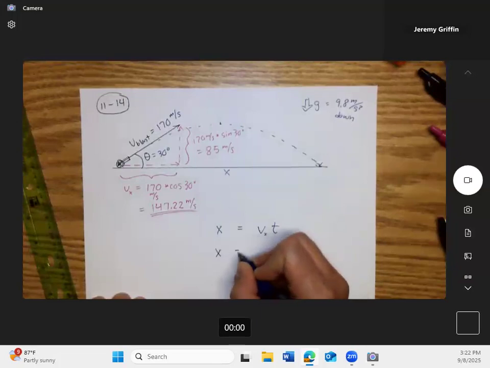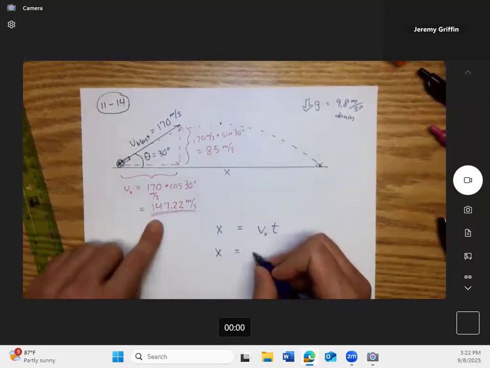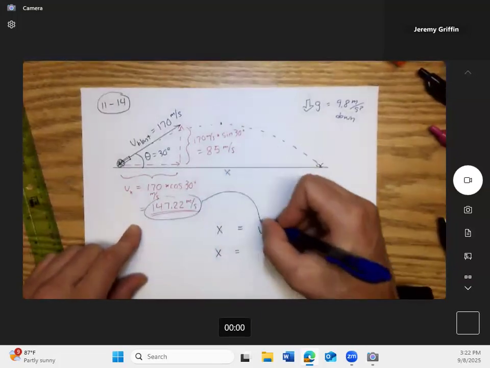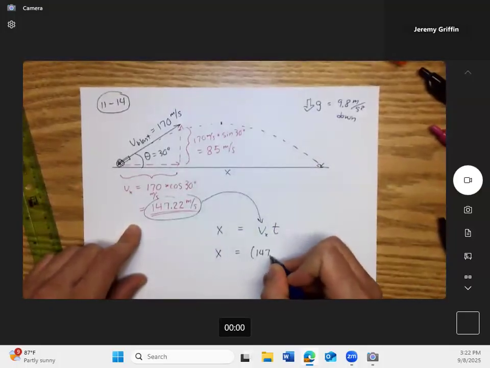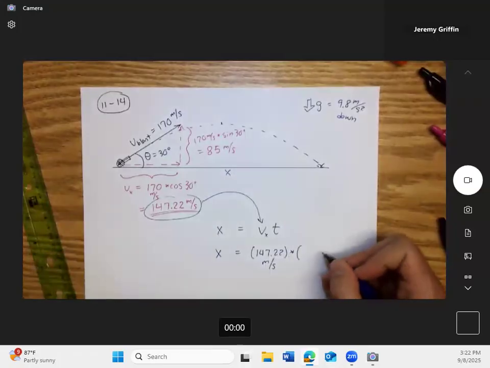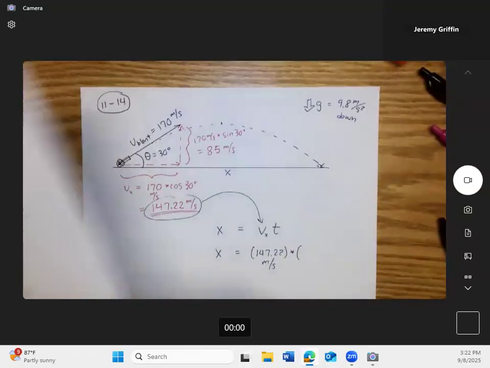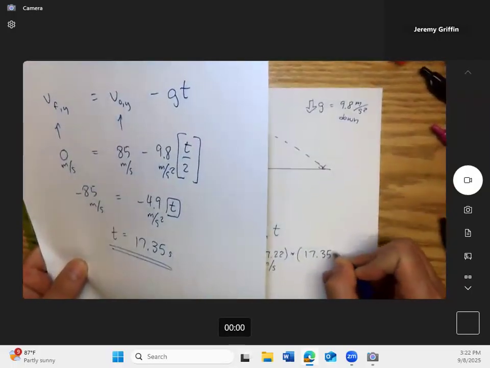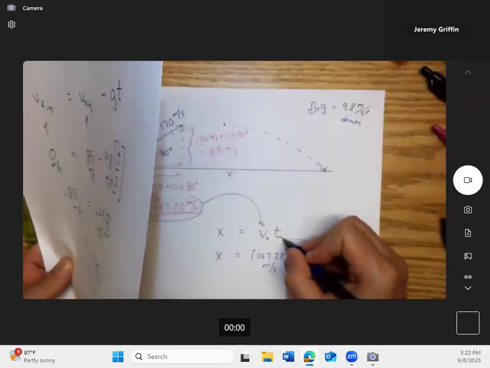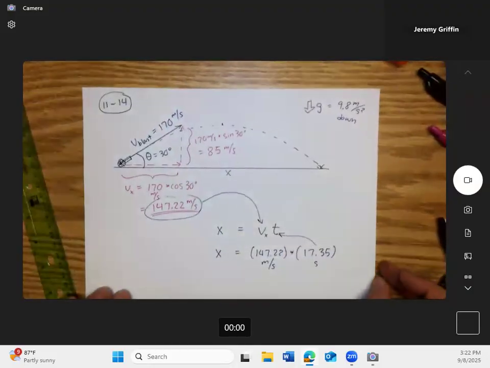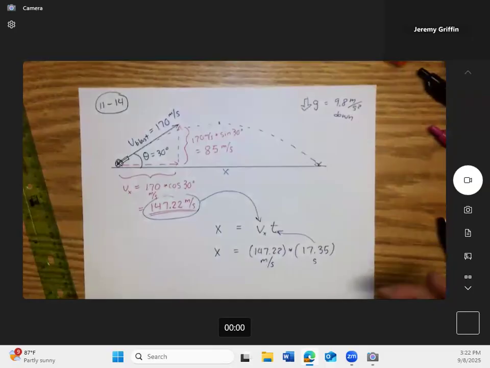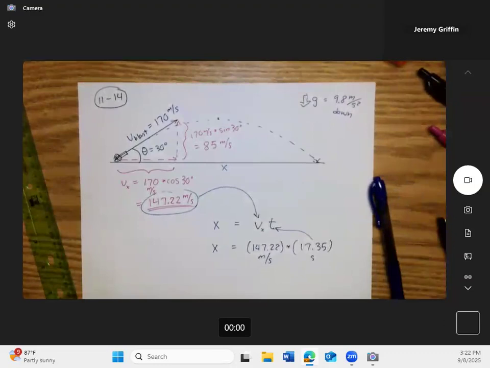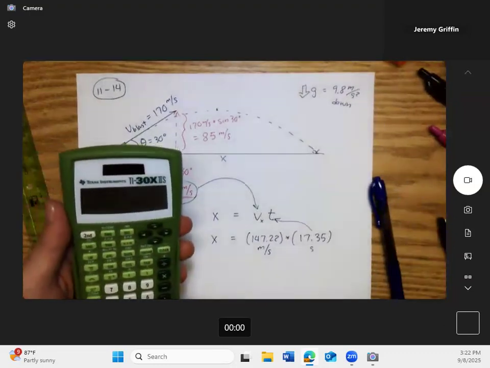So how far it goes downrange equals, oh, I got it right here, 147.22 meters per second times the time. Now the time, I showed you guys 3 different ways to get, and I got the same number of seconds. So that's right there: that speed, that time, and how far it goes. You guys okay with that? Very good. All right, so let's put it together then.